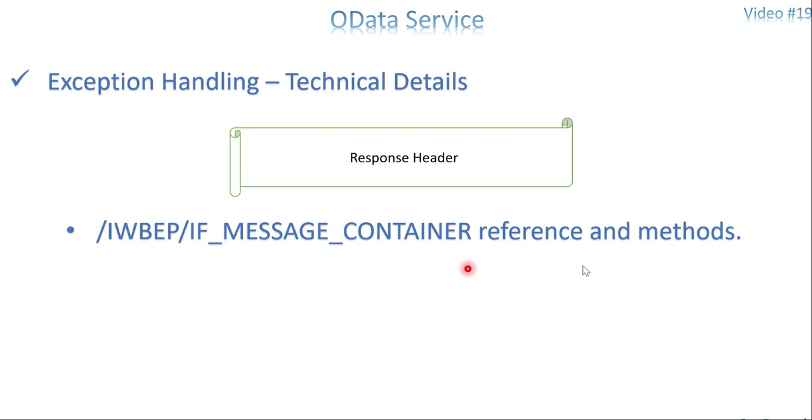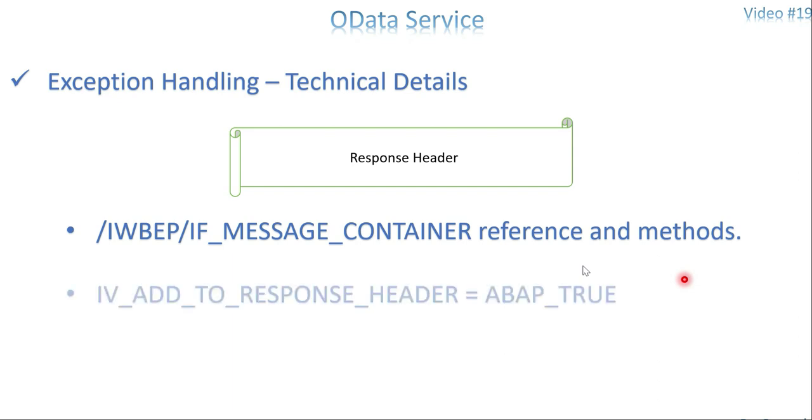For the interface, message container reference and methods, you have to create an object reference, an object variable, for this interface. There is a method which gives a reference variable, meaning a reference of this particular interface, to technically create the object for it. That object reference comes from a method which is going to be used in this particular class. And the methods I showed you two or three slides back, we are going to use those methods.